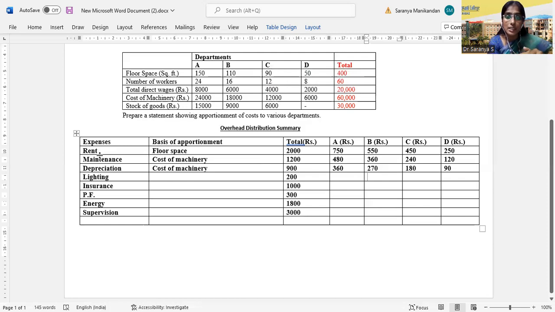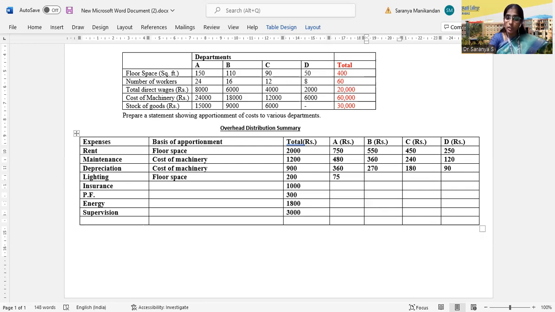Okay, lighting. Next expense is lighting. Usually, lighting will be done on the basis of light points. In this question, light points is not given, so we should decide what is the next best suitable basis. So lighting can be done on the floor space basis. Now we have to apportion 200 on the basis of floor space, correct? So now we will start. 200 into 150 by 400, you will get 75.